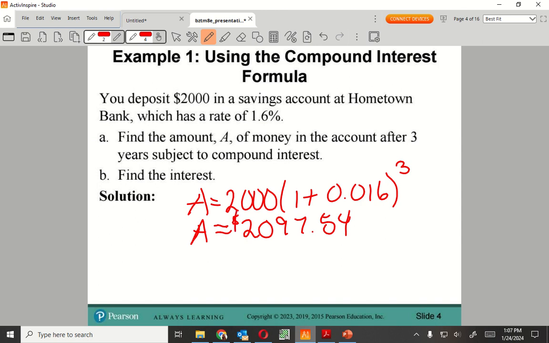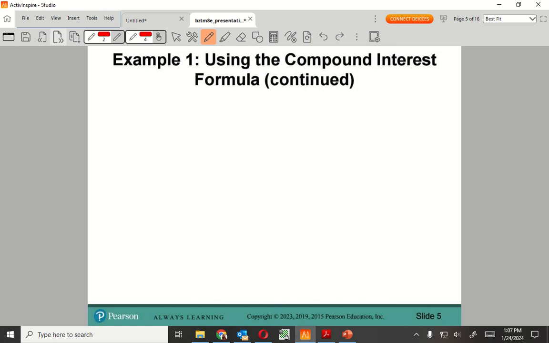Now for part B, find the interest only. So for part B, it's going to look like this. Your interest only is equal to A, the future value, minus P, the amount of money we invested.